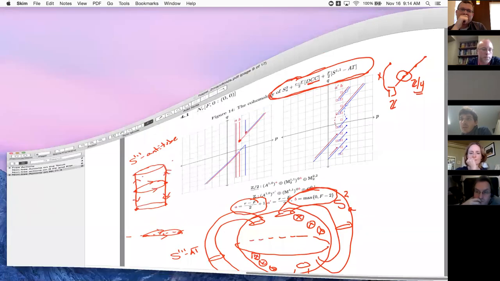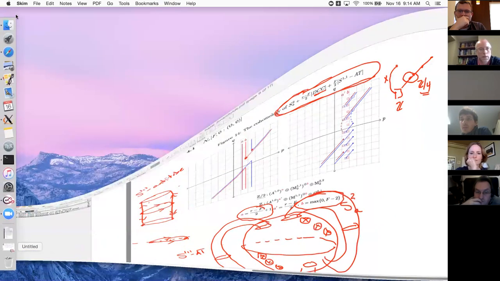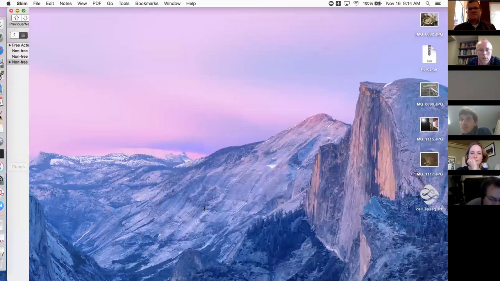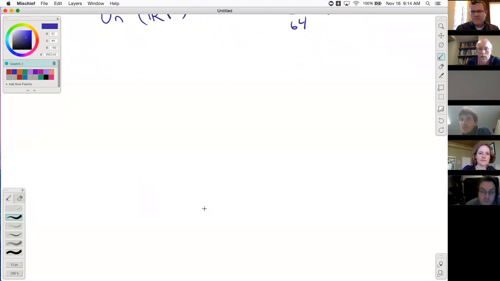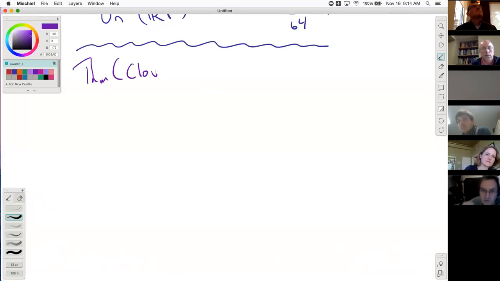So let me bring my whiteboard back. And this will be, whoops, that's not a whiteboard. There's my whiteboard. Okay, and this will be the last topic for the day. So let's find another color. Okay, so here's the theorem from Clover May's thesis.